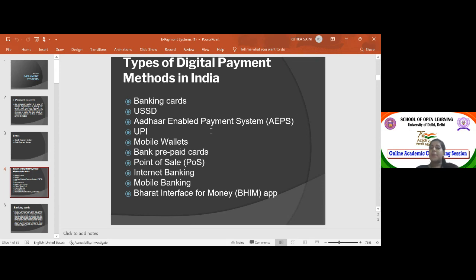Then we have the bank prepaid cards. Sometimes the bank issues some prepaid cards where you need to pay to the bank for that card and then you can transfer the money.